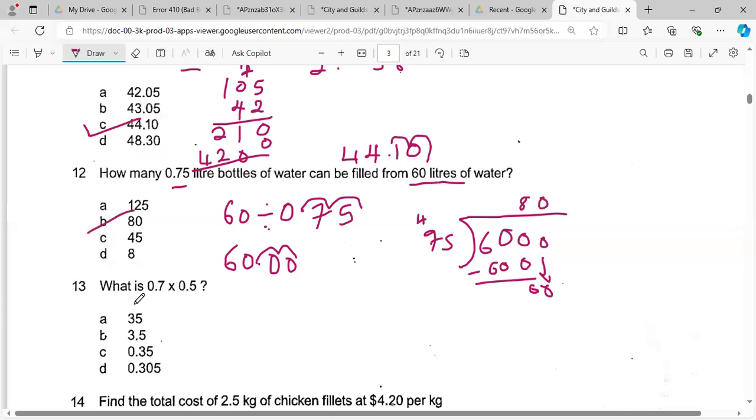And the last one for today, 0.7 times 0.5. We know when we multiply, we just ignore the decimal point. 7 times 5, 35, right? However, we had 2 decimal places, one here plus another one here. So it's supposed to have 2 decimal places. So it would have been C.